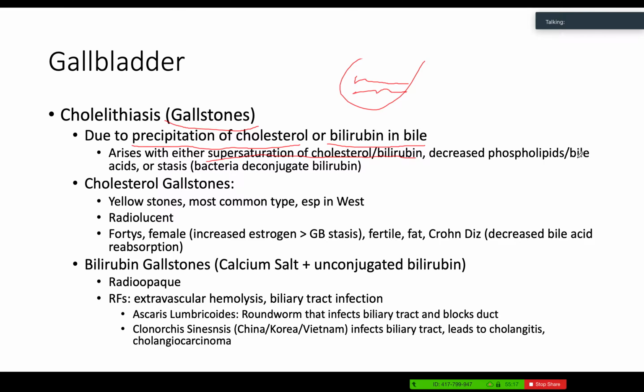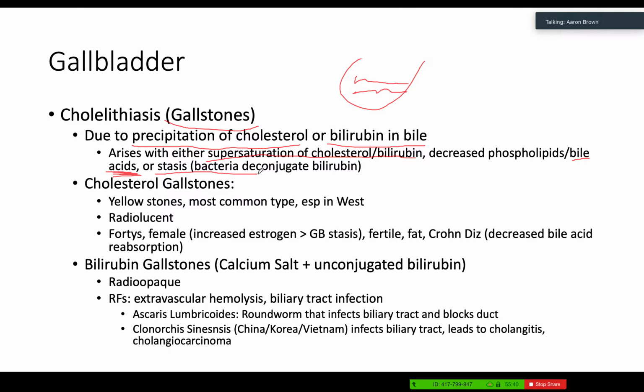If we decrease the amount of bile acids that we have, say we take out the terminal ileum on our Crohn's patient, that's going to decrease the amount of recycling of bile acids, and we're going to have overall less bile acids to emulsify and dilute the amount of cholesterol and bilirubin in our gallbladder. That can lead to stones.